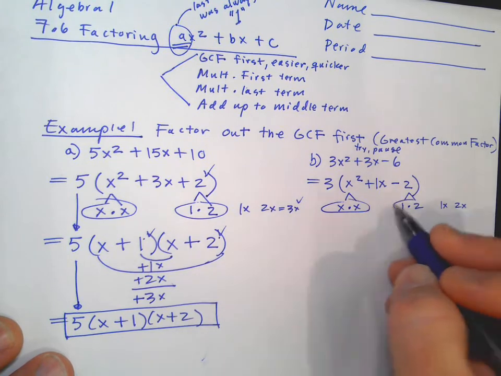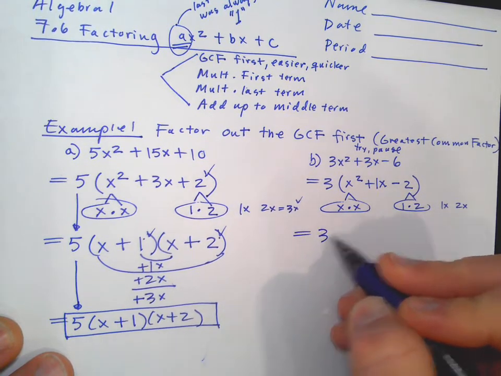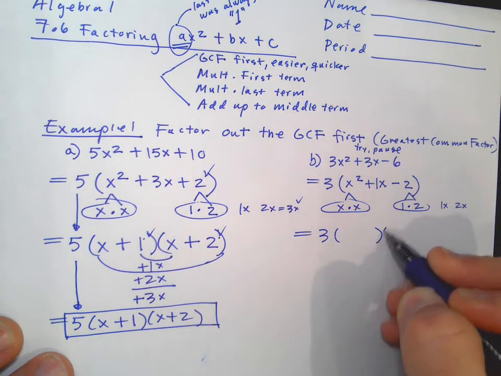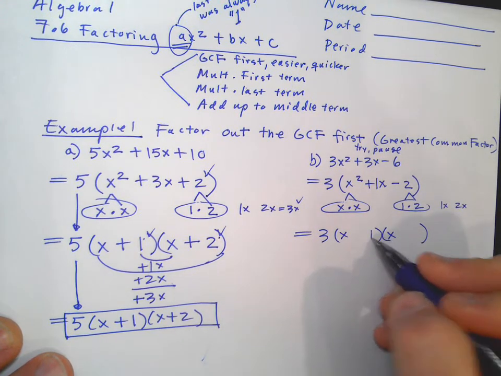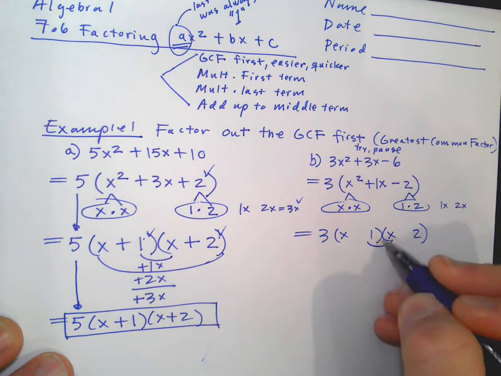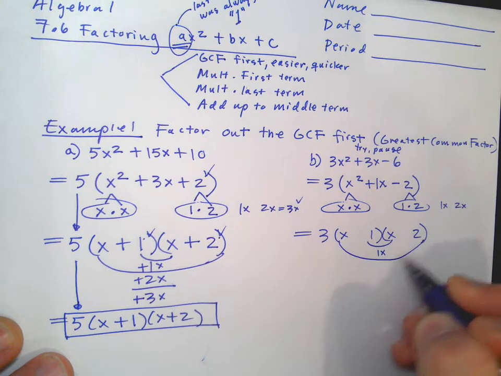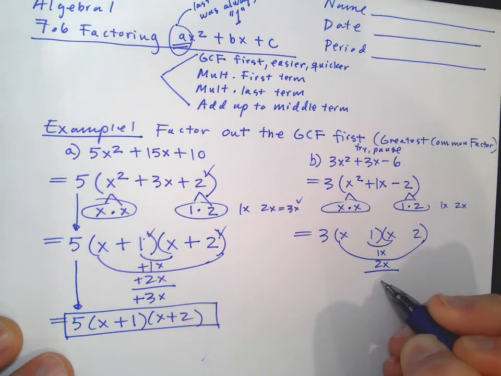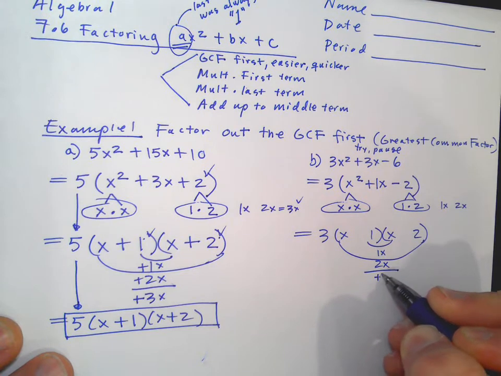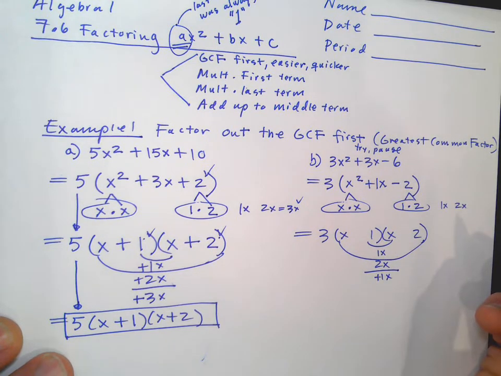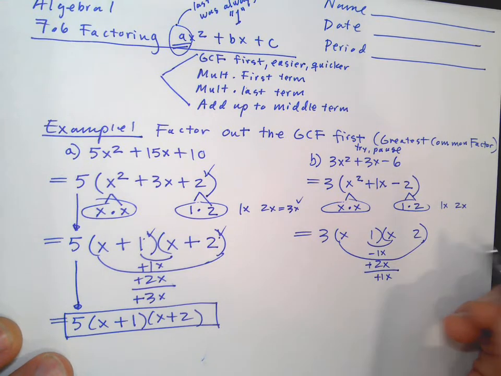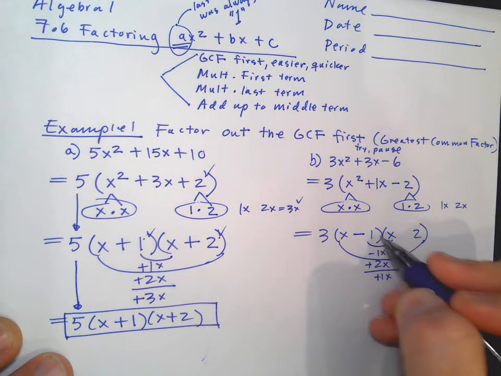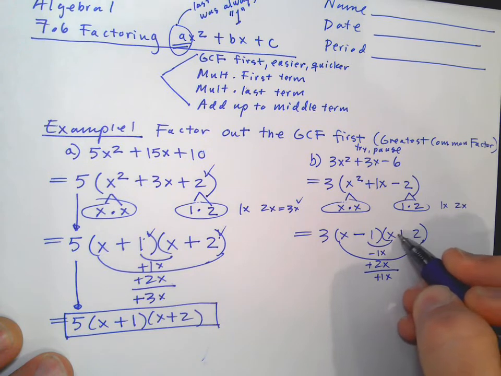So let's write it. It should still have a 3. Write the binomials. So there's going to be an x and an x, and then a 1 and a 2. If we multiply these together, you get 1x. If we multiply these together, you get 2x. And these need to add up to positive 1x. Well, for that to happen, this one has to be positive, and that one has to be negative, right? And that tells you the negative goes here with the 1. Positive goes here with that.